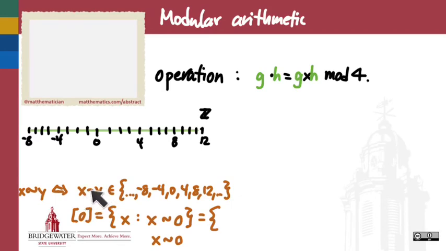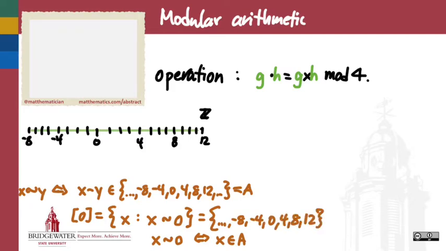It means that x minus 0 has to belong to this set, right? So x minus 0 is a multiple of 4. I should call this set something. Let me call it A. It means that x belongs to A, the set of multiples of 4. Right? And so what does that look like? The set of all multiples of 4.